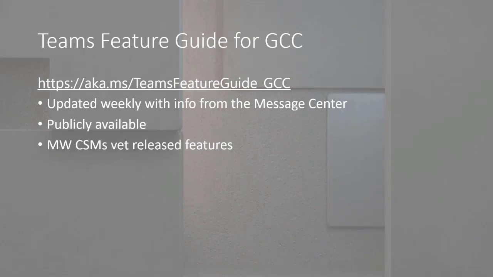This Teams feature guide is just a PDF file, but it's a PDF file that gets updated weekly right now with information from the Message Center that the state and local government modern workplace CSMs are going through and vetting. And we're using this to solve a couple of different problems. Number one, it's publicly available, so you don't need the Message Center role to be able to see it. And number two, the Message Center tells the time range when we plan to roll it out, but we don't actually say when it's rolled out in the Message Center.